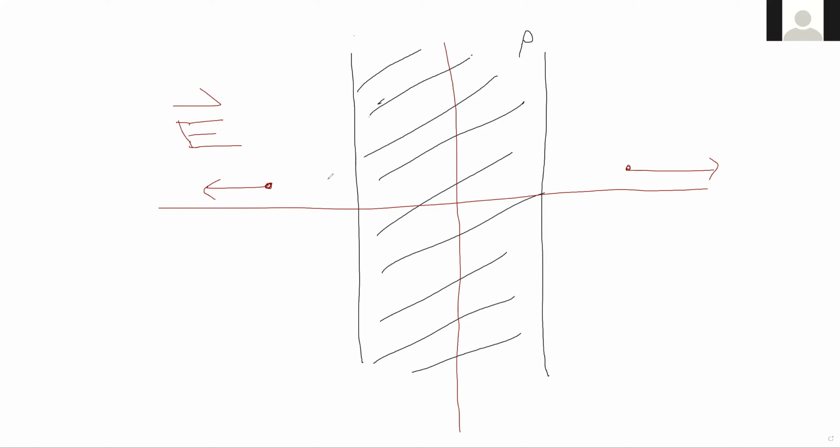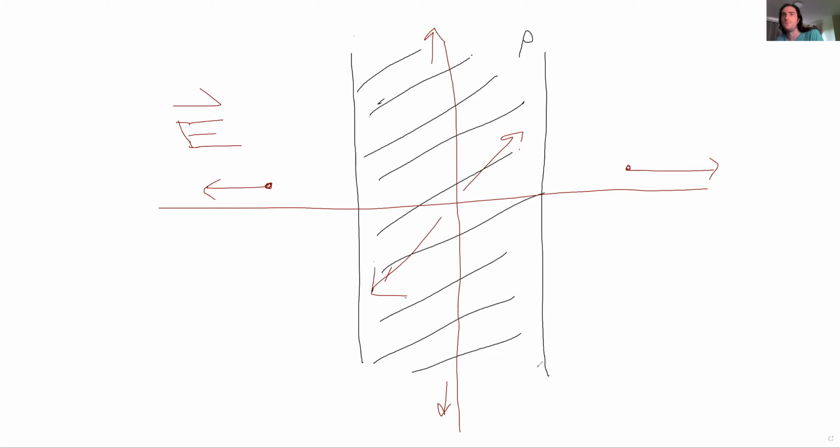Is it a cylinder? You could indeed draw a cylinder. Are there any other surfaces you could draw? This is an infinite sheet of charge. So this sheet comes out of the board, it goes into the board, and it also goes infinitely up and down.